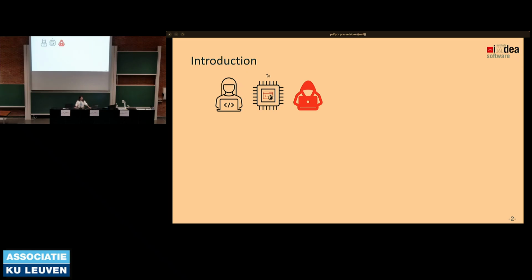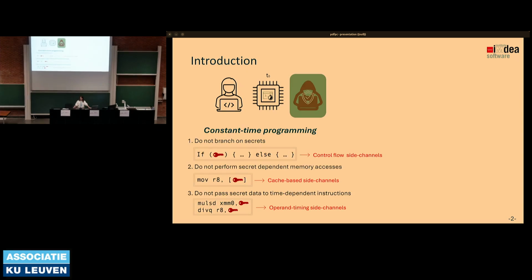Now, to handle these problems, we have constant time programming, and the idea is that you don't use the secret as an input of an instruction that might depend on the time, among other things. The problem is that on the hardware side, modern processors come with new fancy optimizations that break the security assumptions of this constant time programming, allowing attackers to obtain this information via side channel attacks.